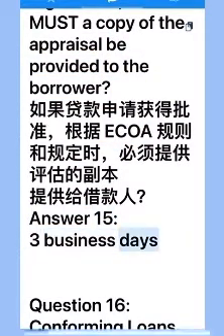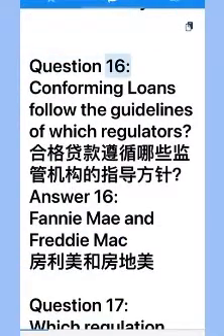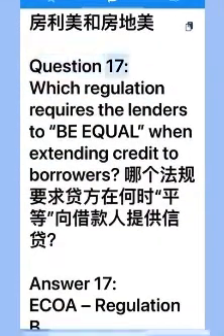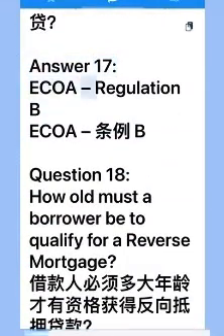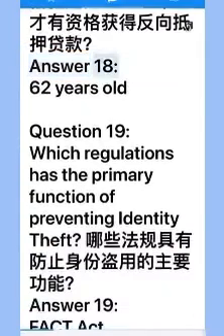Answer 15. 3 business days. Question 16. Conforming loans follow the guidelines of which regulators? Answer 16. Fannie Mae and Freddie Mac. Question 17. Which regulation requires the lenders to be equal when extending credit to borrowers? Answer 17. ECOA, Regulation B. Question 18. How old must a borrower be to qualify for a reverse mortgage? Answer 18. 62 years old.